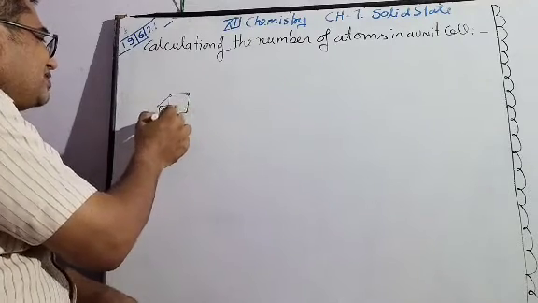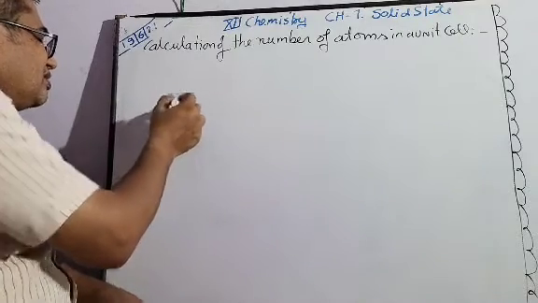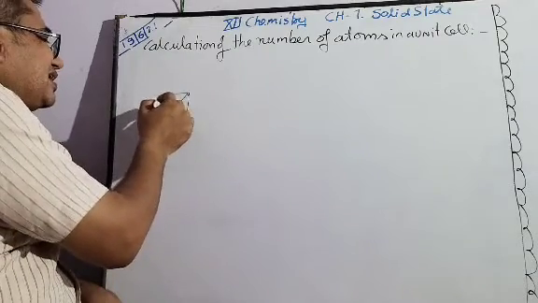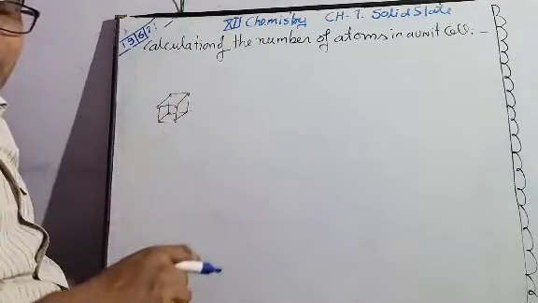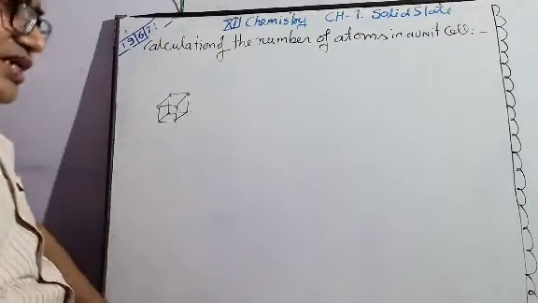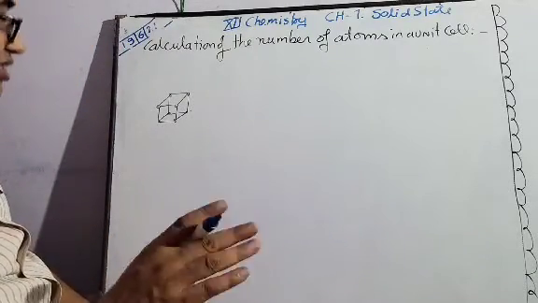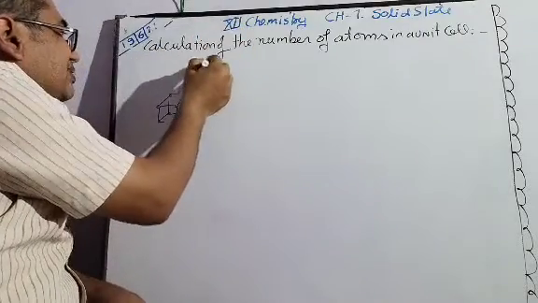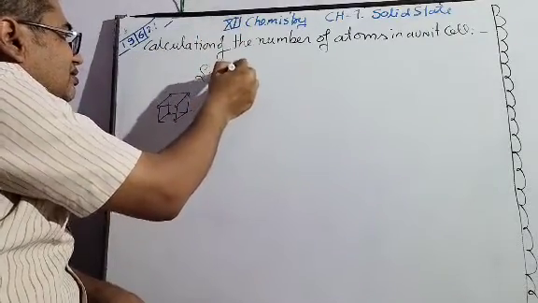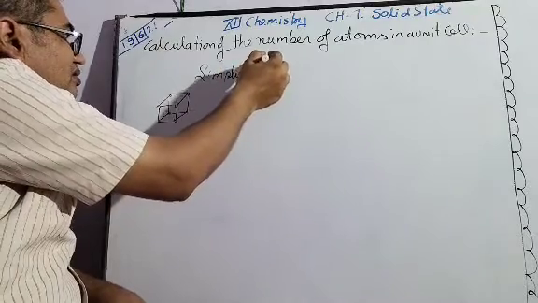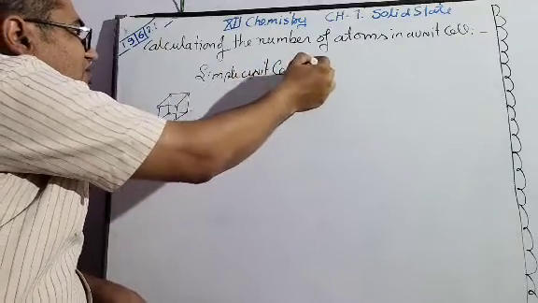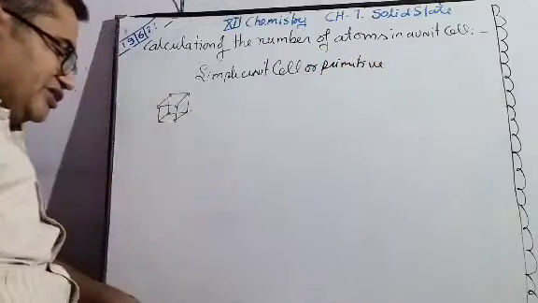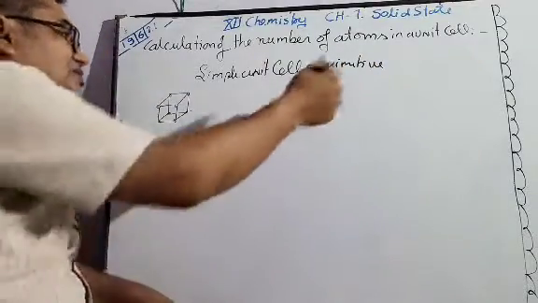With the help of this unit cell, we are observing 8 atoms at the corners. First of all we have to count the number of atoms in a simple unit cell, also called a primitive unit cell.